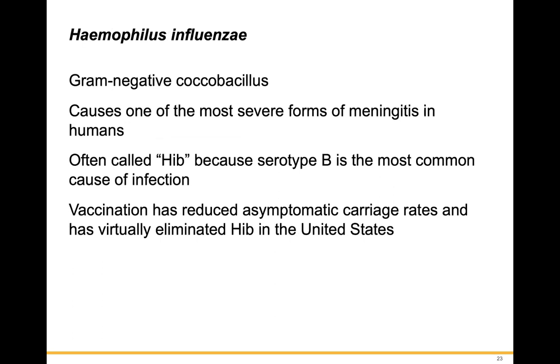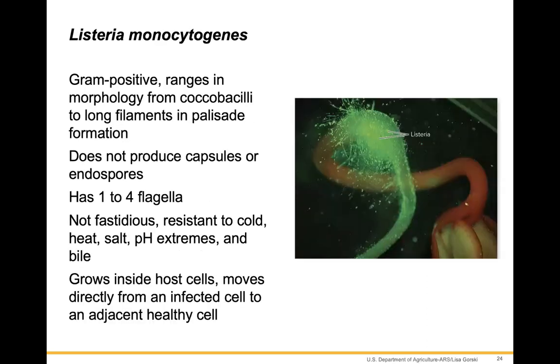Haemophilus influenzae, this is a gram-negative coccobacillus, causes one of the most severe forms of meningitis in humans. It's often called Hib because serotype B is the most common cause of the infection. Hib stands for Haemophilus influenzae type B. Vaccination has reduced asymptomatic carriage rates and virtually eliminated Haemophilus influenzae serotype B in the United States. Very common childhood vaccine that's administered.